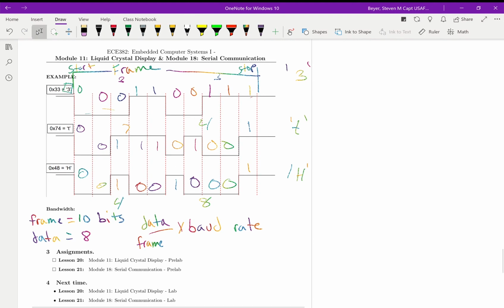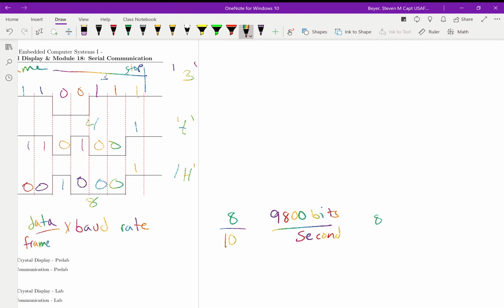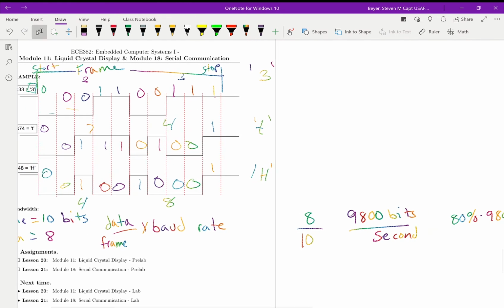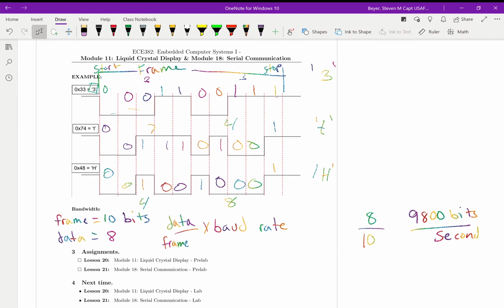So if my baud rate is 9800 bits per second, and I'm sending 8 bits per 10 bits of data, then I'm looking at a ratio of 80% of 9800, and that would be my bandwidth, because I'm only using 80% of the bandwidth. 2 of those bits are being used for control.